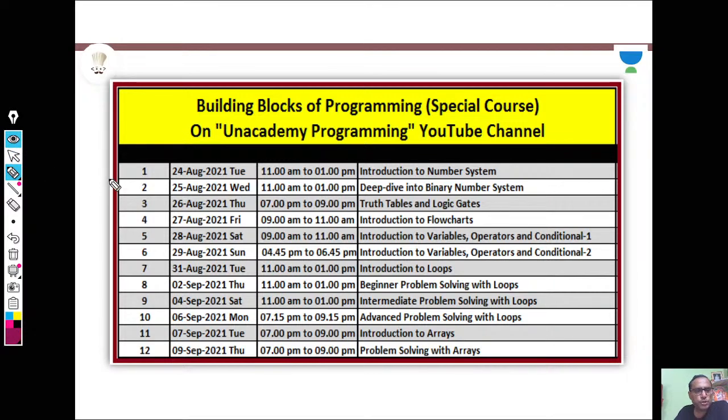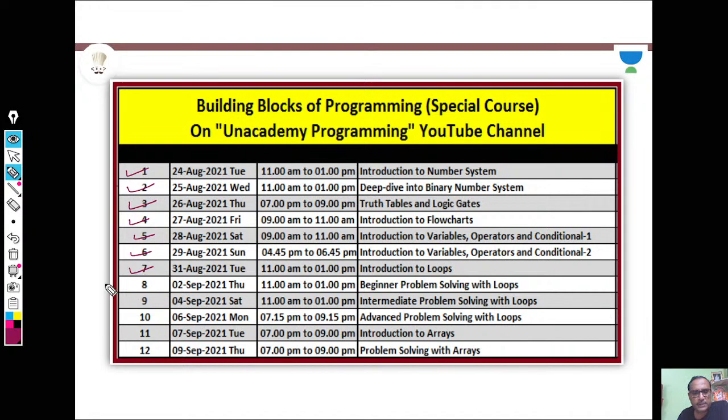In these 12 classes, we have already taken the class on introduction to number system. We have taken the class on deep dive into binary number system, truth tables and logic gates, introduction to flowcharts, introduction to variables, operators and conditional 1, and introduction to variables, operators and conditional 2. We have taken all these classes. Okay, thank you Pooja. We have also taken the class introduction to loops.